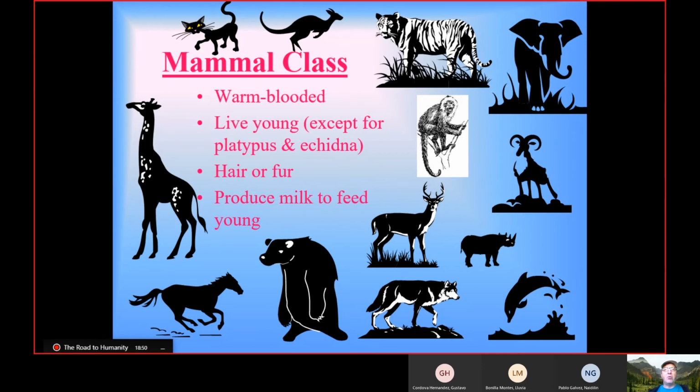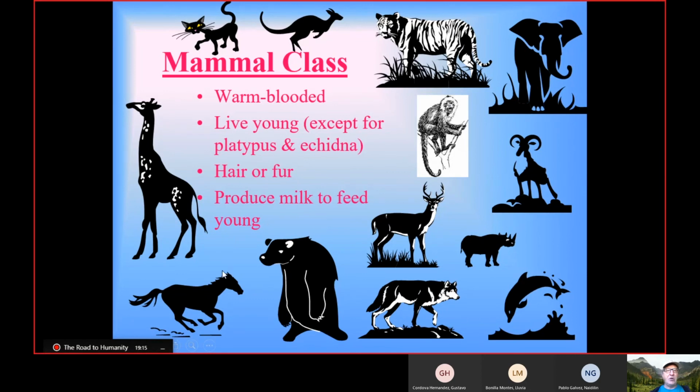So all of these are more closely related to us than any of the other pictures we've looked at so far, because these guys all share these same characteristics. Some of them don't have very much hair, like the elephant or the dolphin, or humans for that matter, but they do have hair, and they're warm-blooded, live young, and they feed them milk.